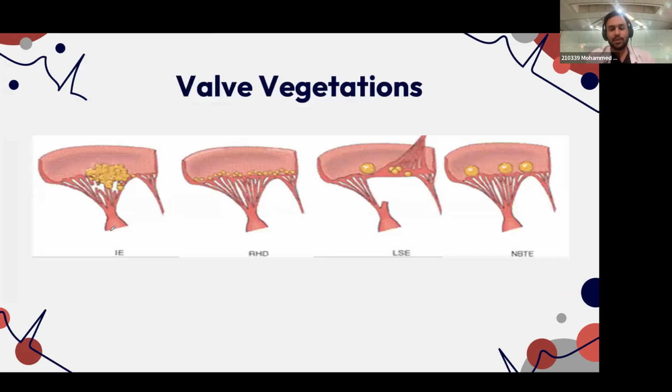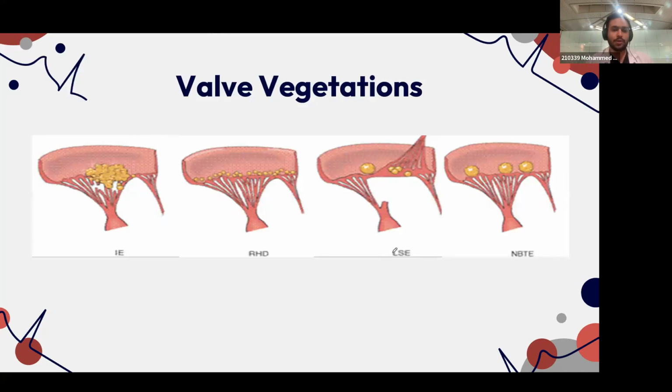So now for valve vegetations. I will go very quickly. We already mentioned infective endocarditis. Rheumatic heart disease, I'll keep for later. I just want to go through these two. LSE, okay, is called Libman-Sacks endocarditis. Which disease is associated with Libman-Sacks endocarditis? Important.